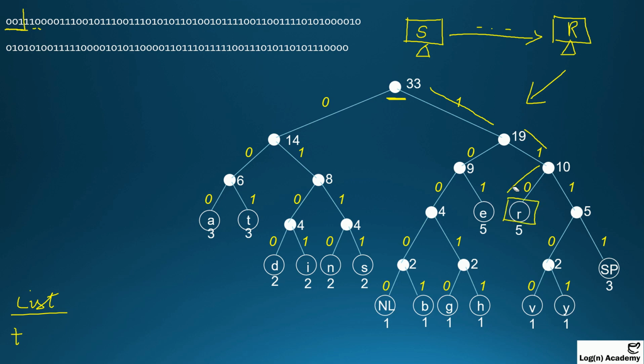We will keep on traversing until we get some character. So now we have R. We will store R here. After storing R, we will mark that we have used these numbers. Now the application will come back to the root node, and then check the next number, which is 0. The next is 0 again, and here we have 0 again.